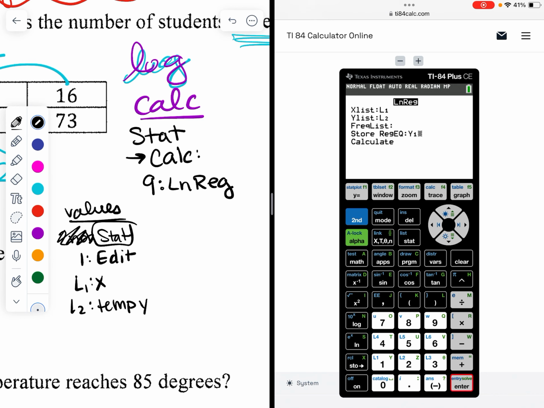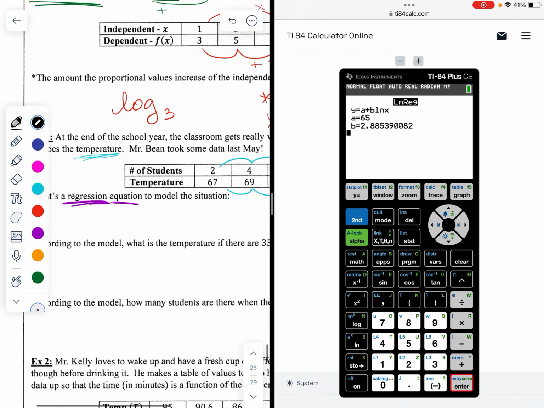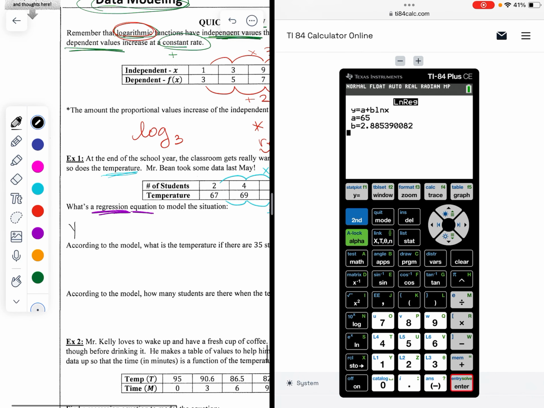Now scroll down and hit calculate. What this does is it tells you, hey, this is the equation for the data you gave specifically. So here we go. Here's our regression equation. It says y equals a plus b ln x, where a is 65 and b is 2.885.